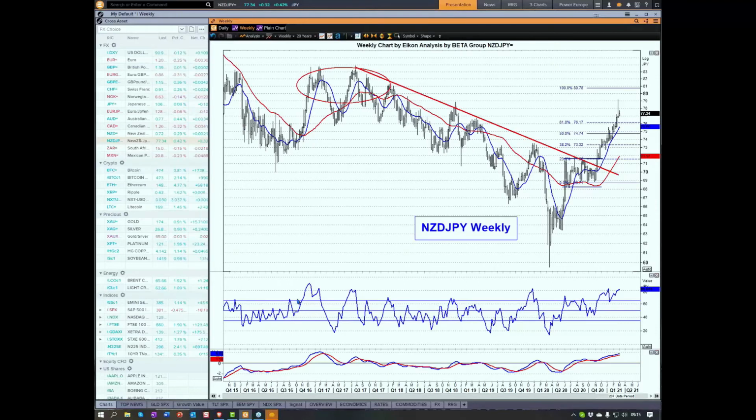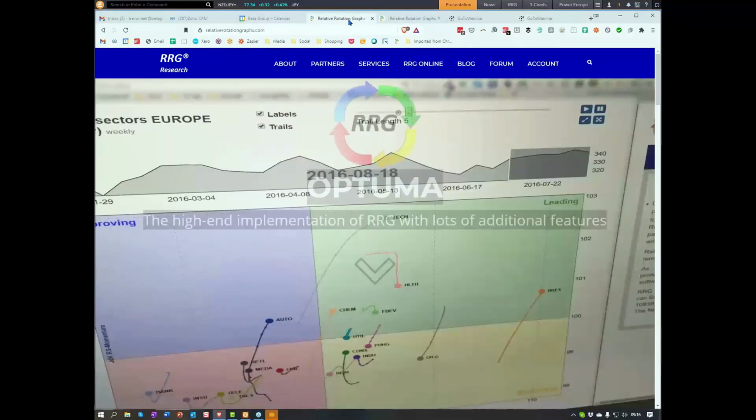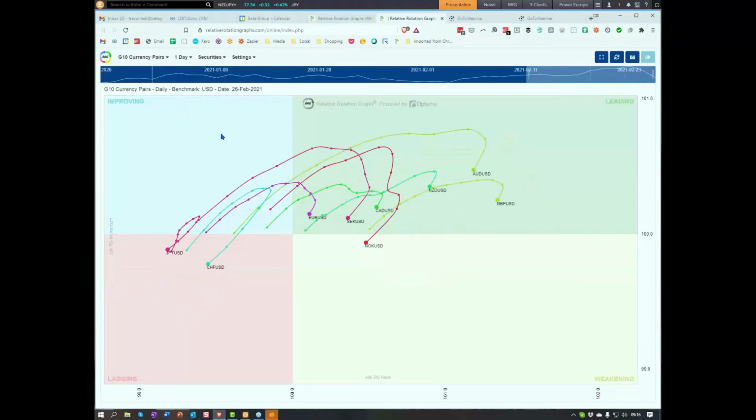Now, one thing I did want to show you is my relative rotation graph. I've had some interest in showing this to people. So can I just confirm, Dan, that you can see my relative rotation graph now rather than my normal graph? Yes, we can see, yeah.